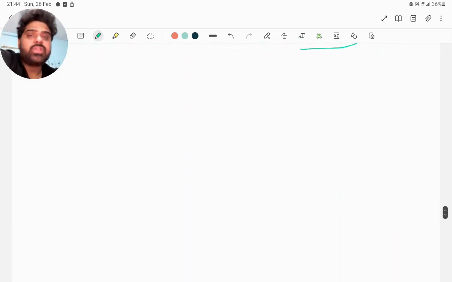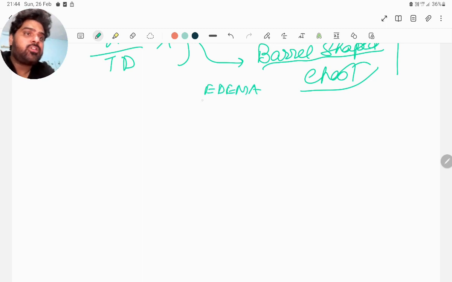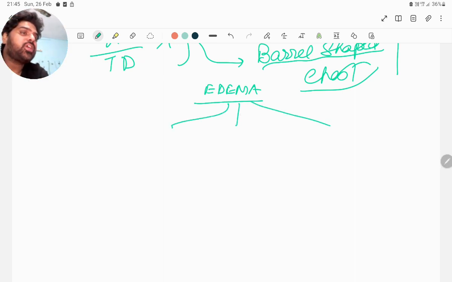Now, coming to something which is very important in pathogenesis, that is the edema. What is the cause of edema in the patients of COPD? Earlier it was thought that the right heart failure, that is the development of cor pulmonale, is the cause of the edema. But now it has been proved and seen in a lot of cases that there are a lot of COPD patients who have developed edema without right heart failure or without cor pulmonale. So if we classify, we'll see the cause of edema in COPD patients is because of three reasons.